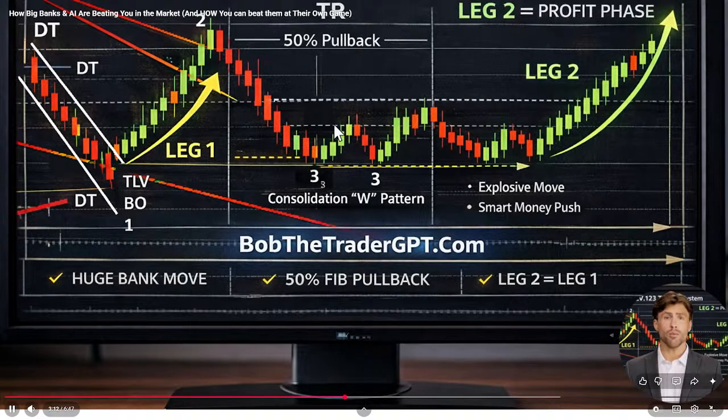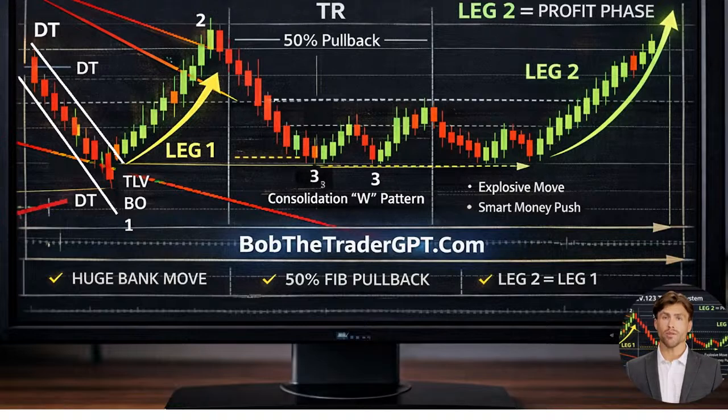We have point 1 at the breakout and trend line violation, point 2 at the top of leg 1, and point 3 at the bottom of the trade range. This is the 1-2-3 structure that helps define the setup.